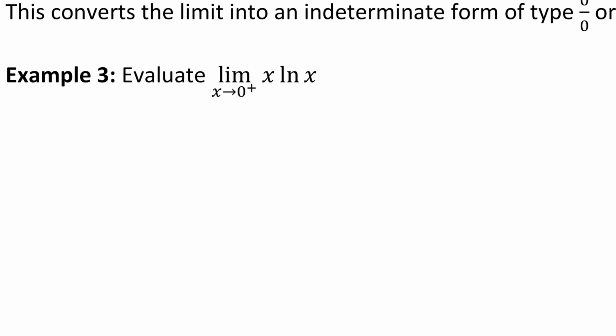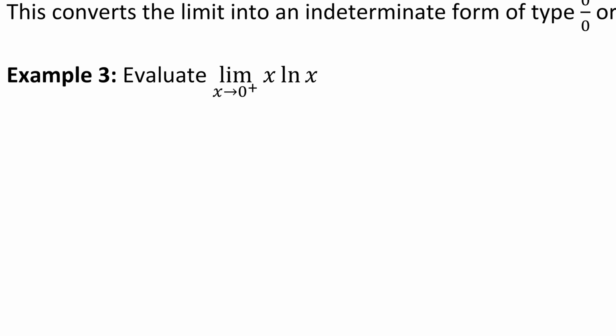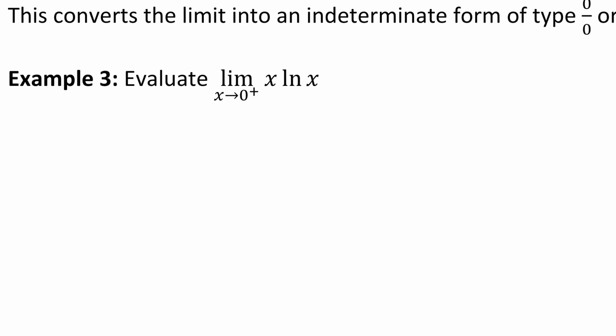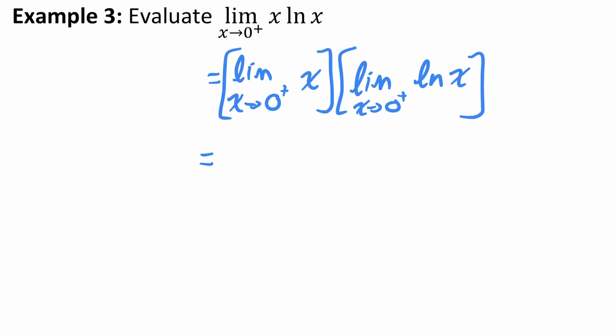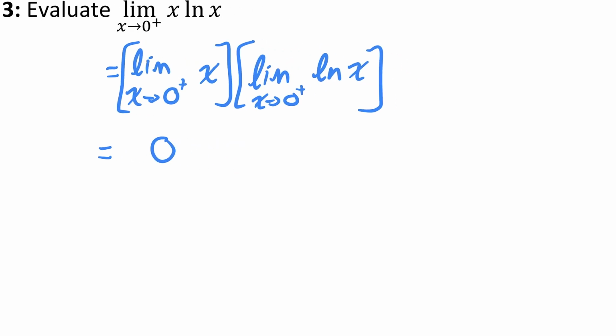So for example 3, we want to evaluate the limit as x approaches 0 from the right of x times ln x. Well, let's look at the limit of each of those functions. Based on limit rules, this would be equal to the limit as x approaches 0 from the right of x times the limit as x approaches 0 from the right of ln x. I know that as x approaches 0, x is going to be 0.